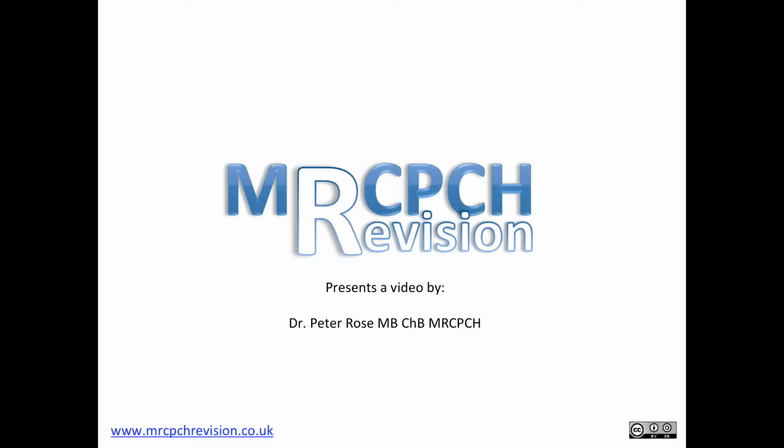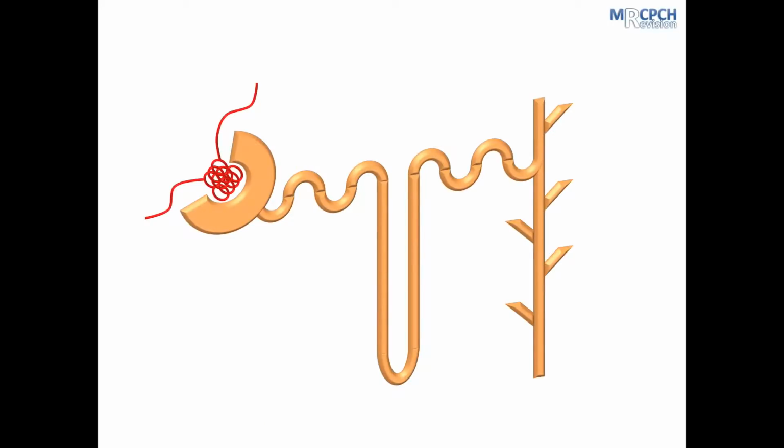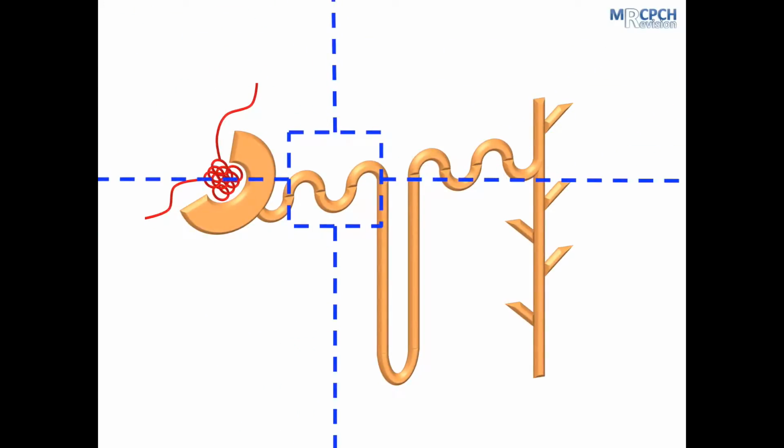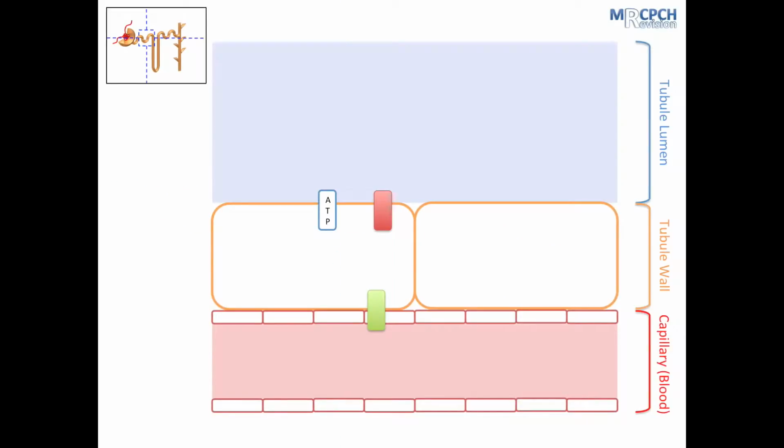Today we're going to discuss the kidney's role in acid-base balance. So here we have a picture of the nephron, and the kidney's role in acid-base balance starts in the proximal convoluted tubule. So let's take a closer look. This diagram shows the lumen of the tubule at the top, the cells of the tubule wall in the middle, and the paratubular capillary at the bottom. So let's go through the sequence of events.